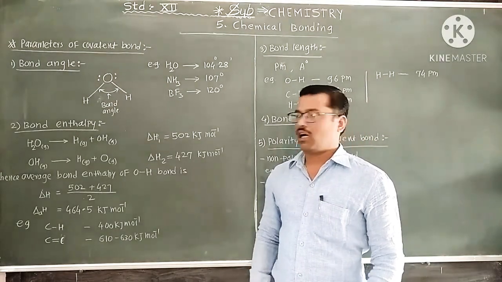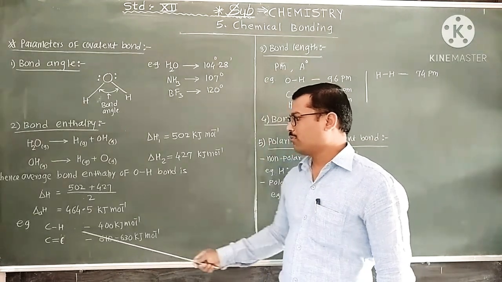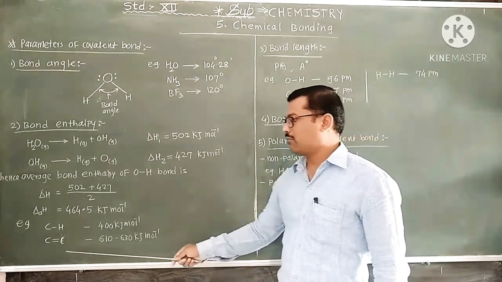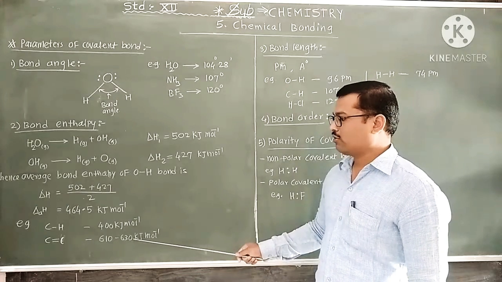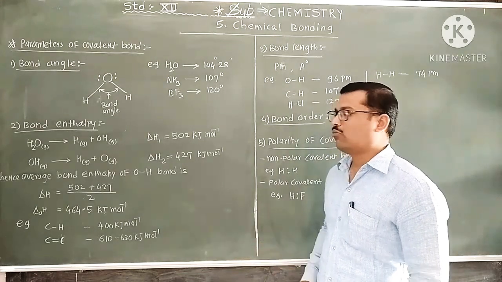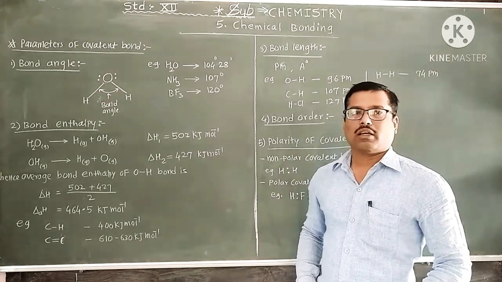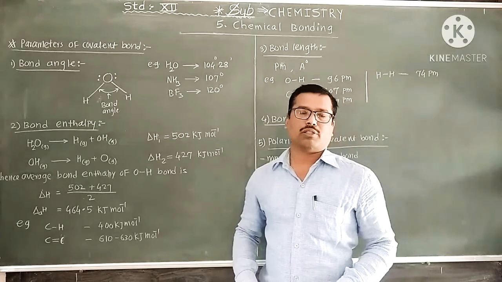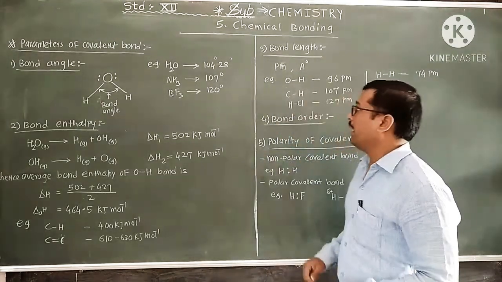For example, the carbon hydrogen bond enthalpy is about 400 kilojoule mole inverse, whereas the carbon double bond requires 610 to 630 kilojoule mole inverse. This is the bond enthalpy, that means bond dissociation energy. Next point is bond length.